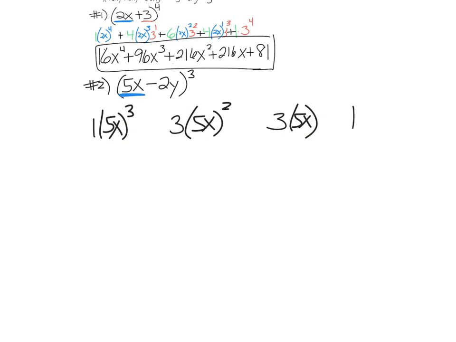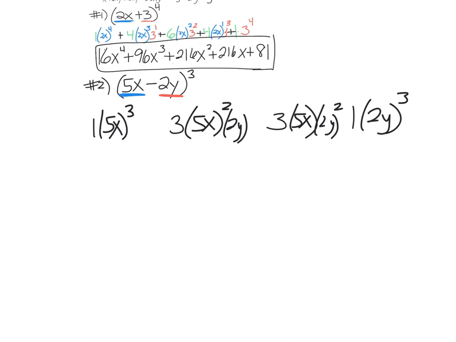5x. Okay. Did I lose you there? No. Okay. All right. And then the 2y. Ignore the minus sign. Just think of 2y, okay? 2y, I'm going to start at the end and go 2y to the third, 2y squared, 2y. All right, now here comes where the minus matters. The minus is going to alternate.